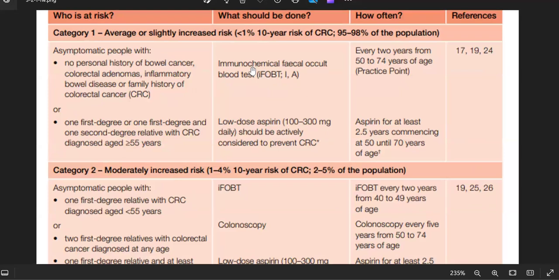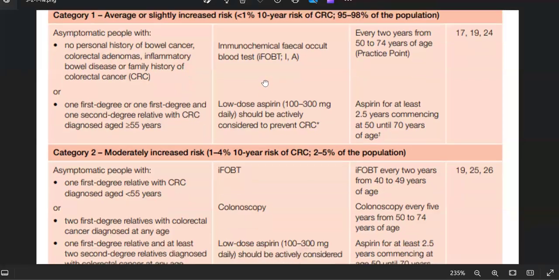So for this group, what will you do? FOBT every 2 yearly from 50 to 74. We also say low dose aspirin sometimes can prevent colorectal cancer. So we advise them to take it at least 2.5 years at 50 until 70 years of age. So we give them low dose aspirin, which can prevent colorectal cancer as well.